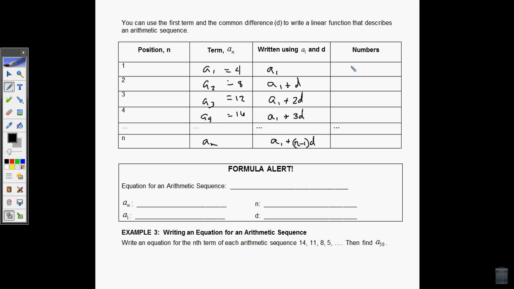All right, and in terms of numbers, I was kind of saying this as we went along. A sub 1 was 4, a sub 2 was 4 plus the common difference, d, which was 4. And then the next one, a sub 1 was 4 plus 2 d's, 2 times 4. That got me my 12. And then here, 4 plus 3 d's, which again, 4. That got me my 16. And then here, if I wanted the nth term, I could do 4 plus whatever n term it was, minus 1, times the 4 d.